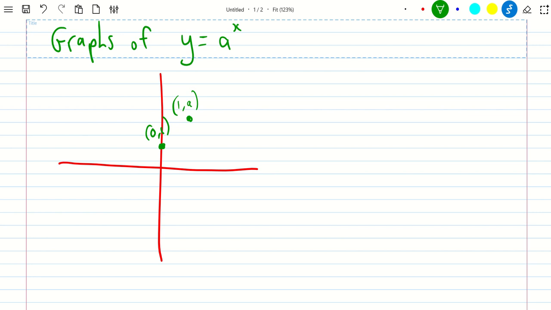And just like we did with the logs, we can talk about what happens as x gets bigger and bigger and bigger. As x gets bigger and bigger, y gets astronomically big. So it gets huge. It goes up steeper and steeper and steeper as we go forward. What happens if x is less than 0? If x is less than 0, then we start getting fractions of a, and so that number just gets smaller and smaller.